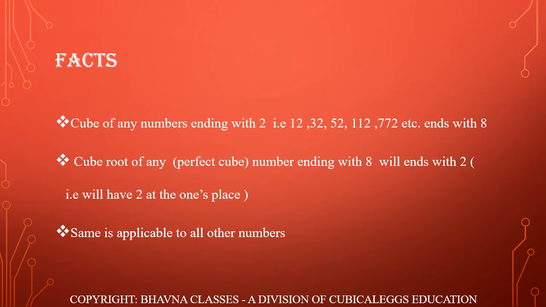So we can interpret from that that the cube root of any perfect cube number which is ending with 8 will end with 2. That means if a number has 8 at the units place, then its cube root will have 2 at the units place. The same is applicable to other numbers also. So let's see how it is applicable.